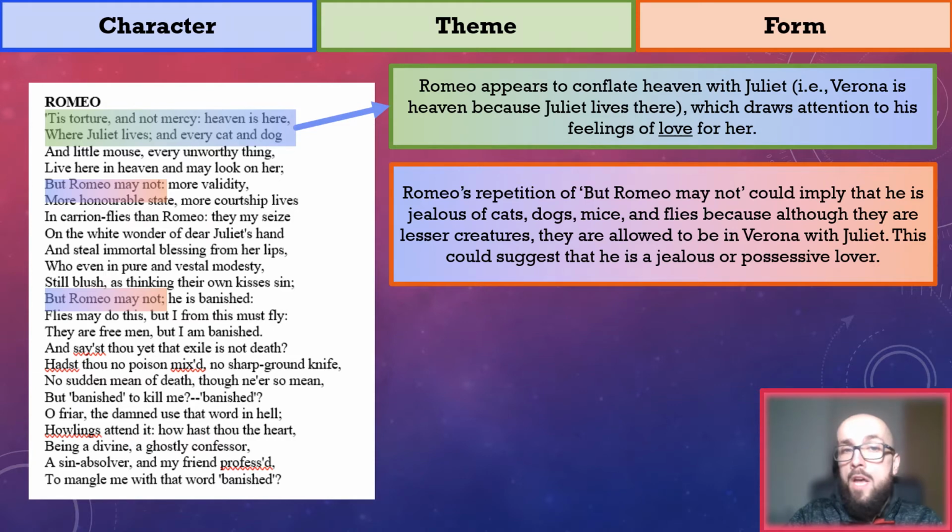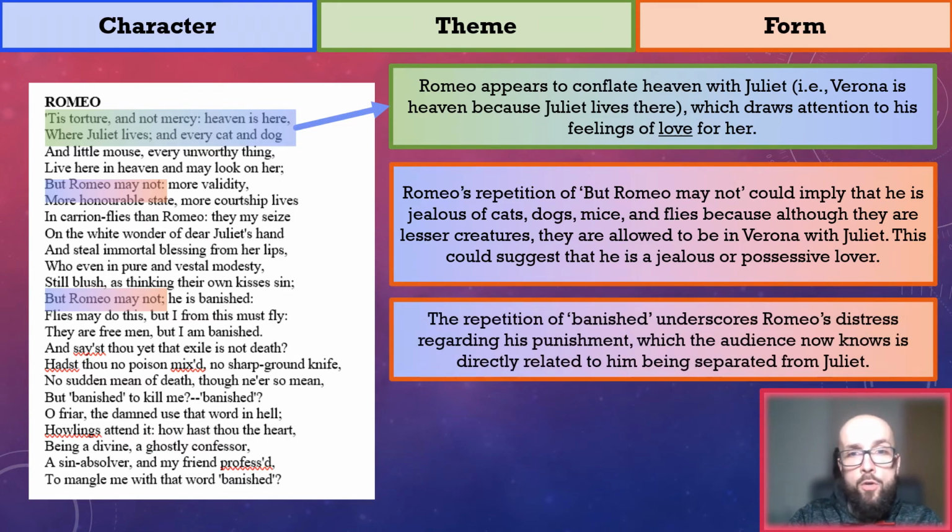Speaking of repetition, the repetition of banished throughout this short monologue underscores Romeo's distress regarding his punishment, which the audience is now acutely aware relates to his potential separation from his wife.